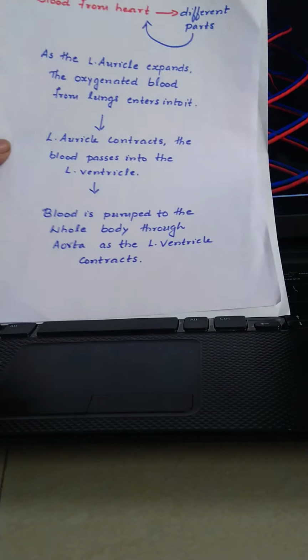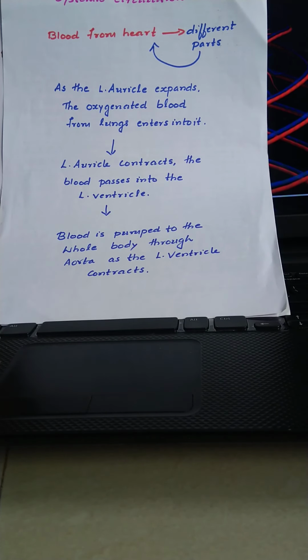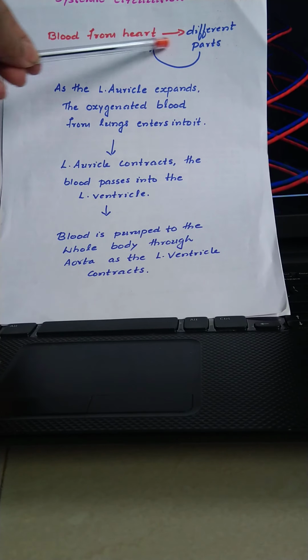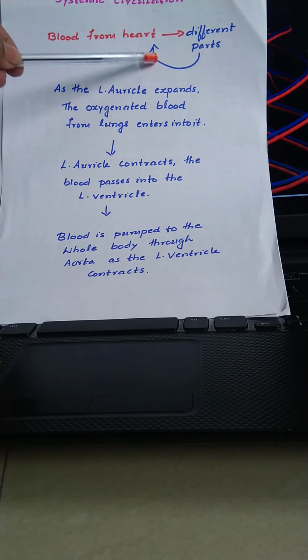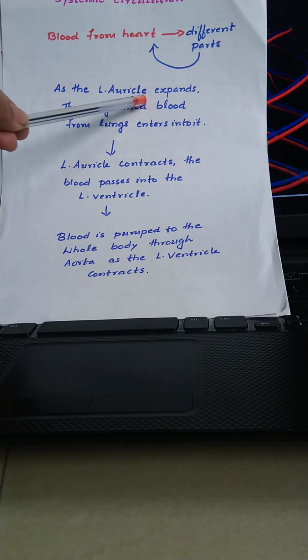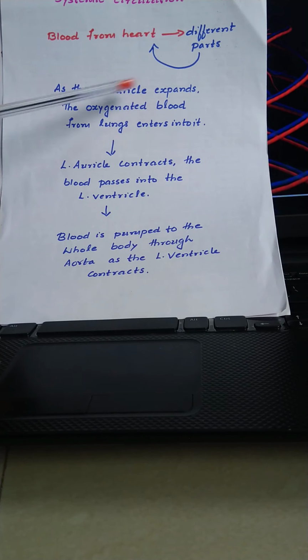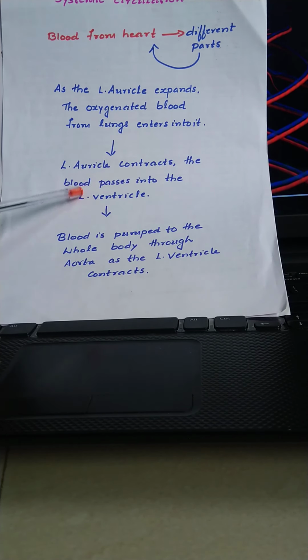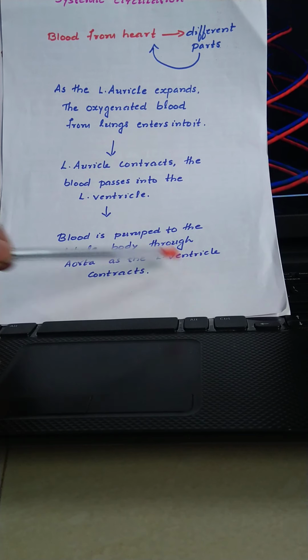Systemic circulation. Blood from the heart goes to the different parts, again from the tissues of the body, it is coming back to the heart. As the left auricle expands, the oxygenated blood from the lungs enters into it. When the left auricle contracts, the blood passes into the left ventricle. Then blood is pumped to the whole body through the aorta as the left ventricle contracts. So this is systemic circulation.